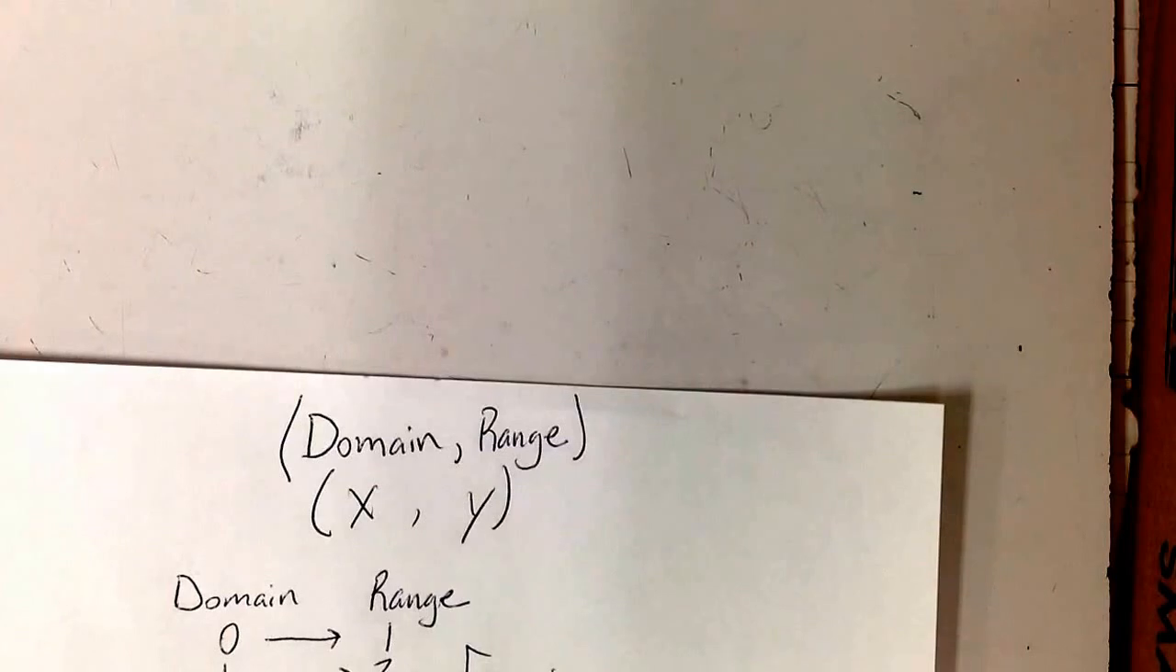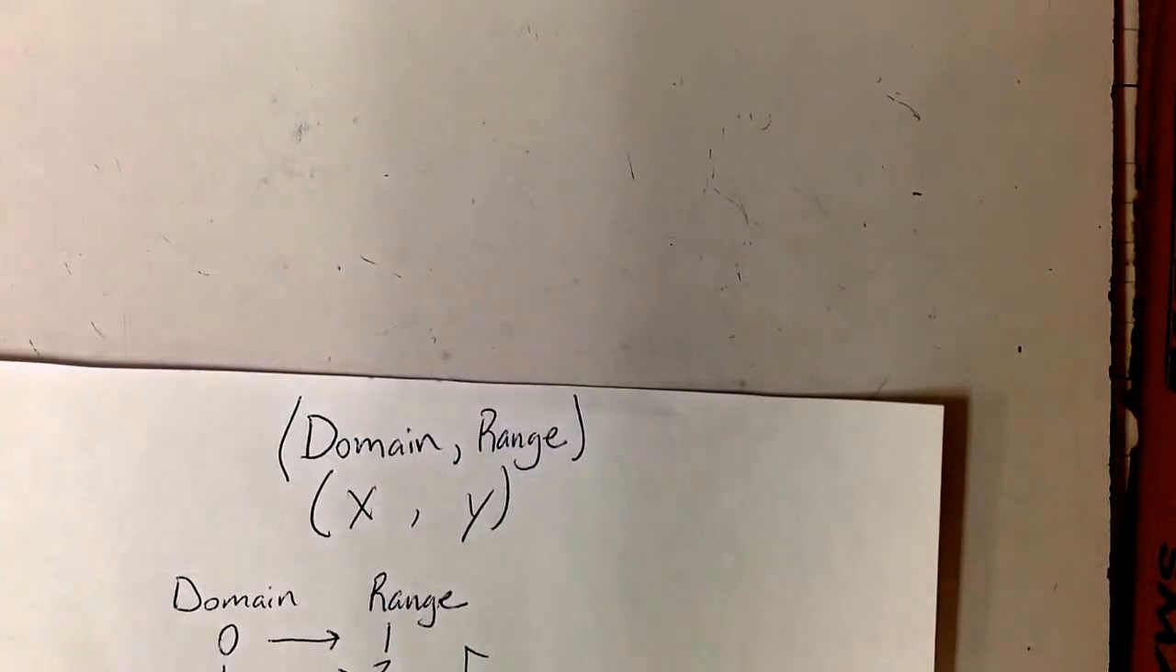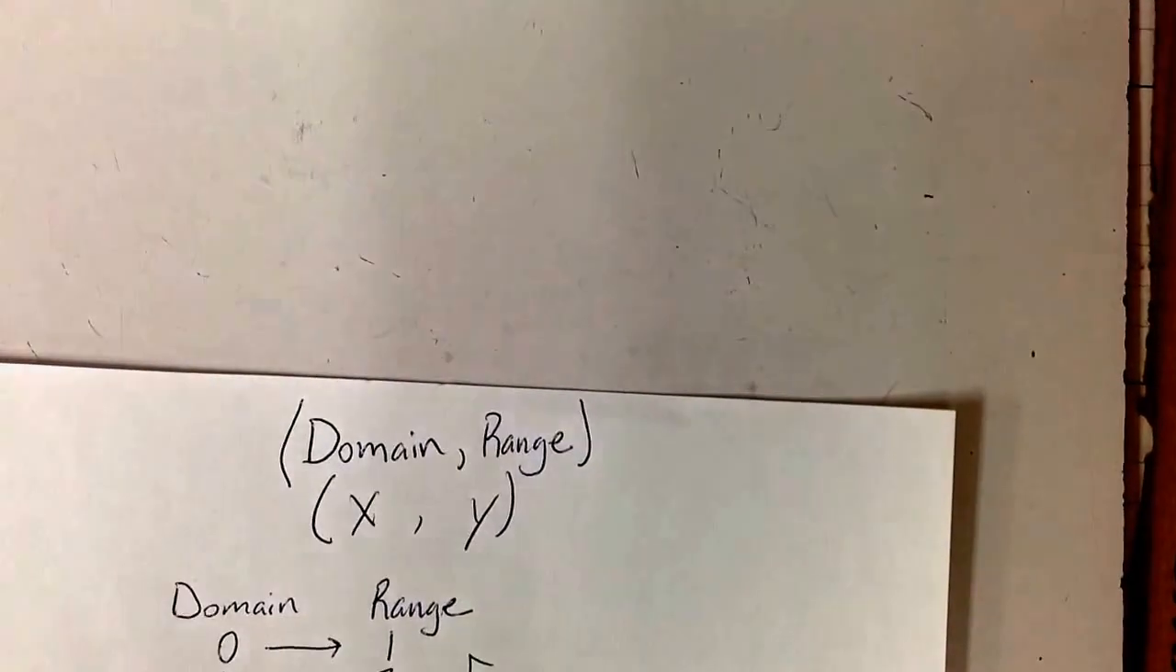But today what we're doing is determining if a relation is a function or not, or determining if the set of domain values and the set of range values can be described as a function. A function is where each member of the domain is paired with exactly one member of the range. So let's take a look at what that means.